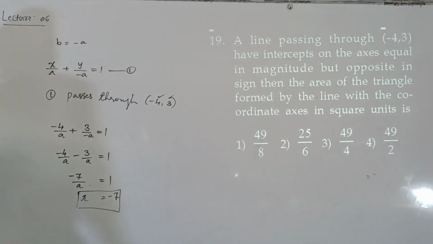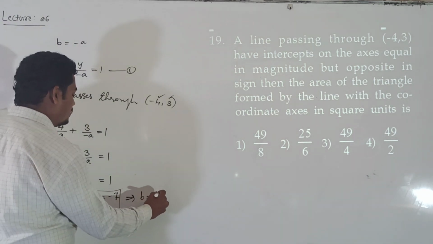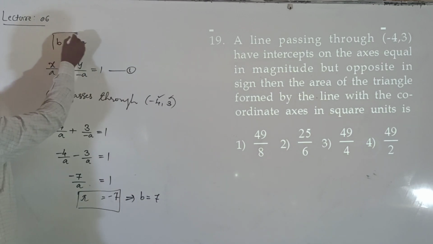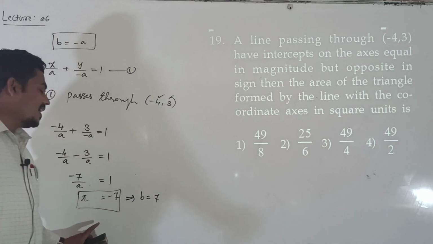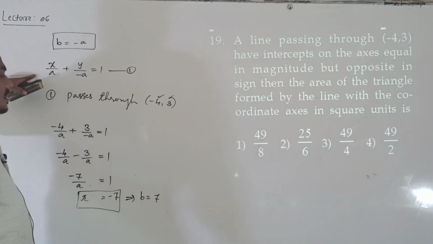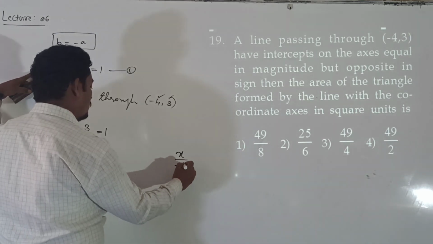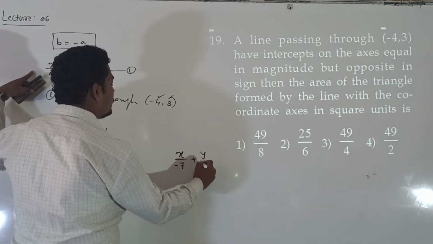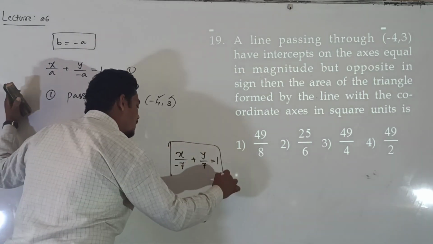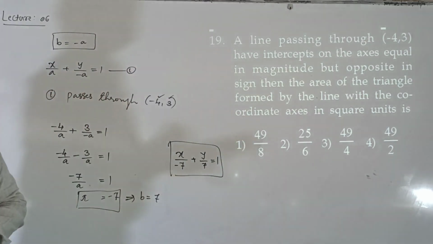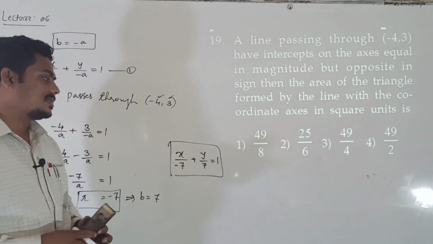If a is equal to minus 7, then what is the b value? b is the y intercept. Then b is equal to plus 7. Why? Because both are equal in magnitude but opposite in sign. After getting the x intercept and y intercept, what is the equation of the line? x divided by minus 7 plus y divided by plus 7 is equal to 1. This is the required equation of the line. Then find the area of the triangle formed by this line with the coordinate axes.